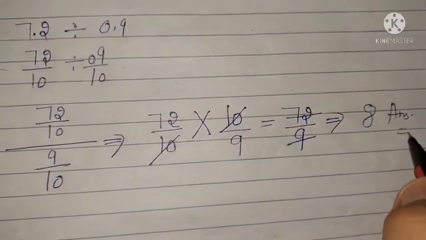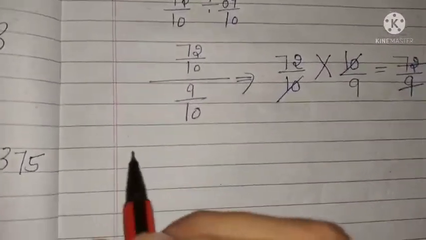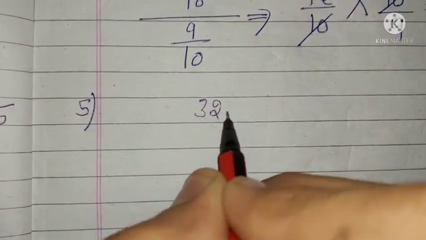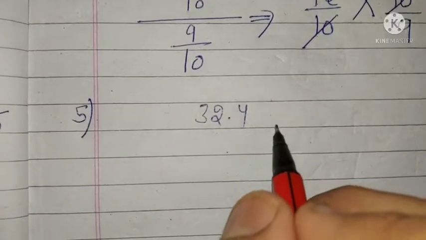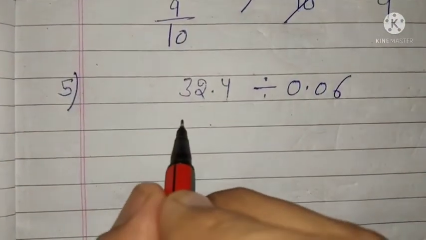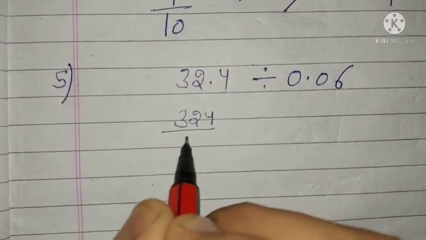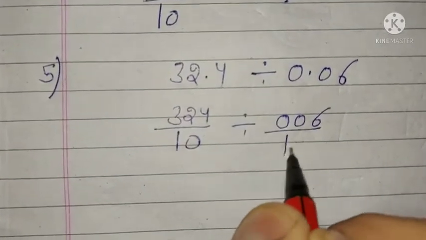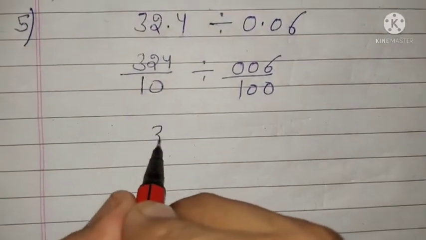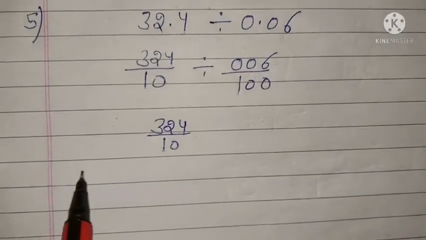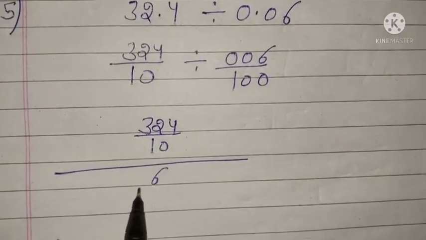So this is the division concept. We can take some more examples, like you can take the example of the 5th also. 32.4 divided by 0.06. First convert the decimal to a fraction. 6 upon 100. We will write the first fraction as it is, then divide, then 6 upon 100.